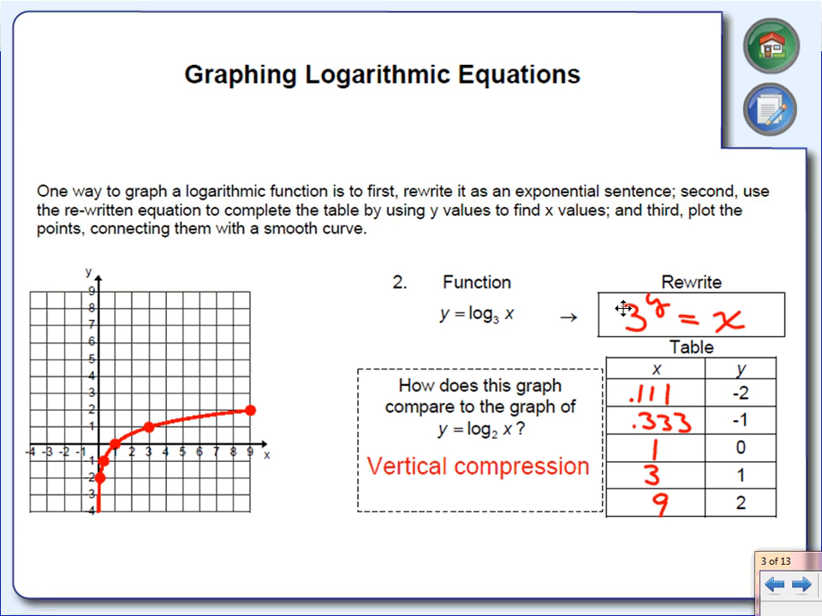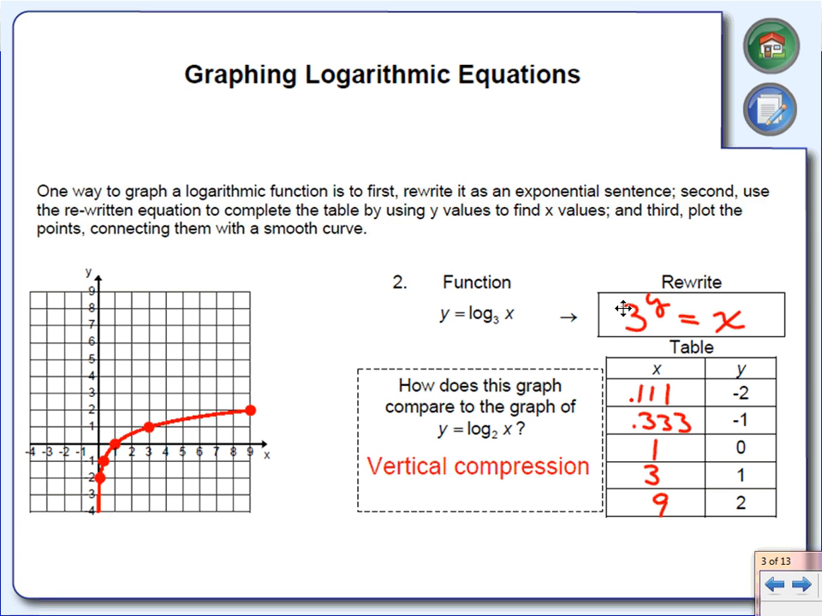What do you think caused that vertical compression? A 3. What do you think would happen if I change that 3 to a 7? It gets even smaller, right? We squash it down even more. What if it was a 10? More, right? So the bigger that number is, the more we're going to compress it, the more we're going to step on it and squash it down.